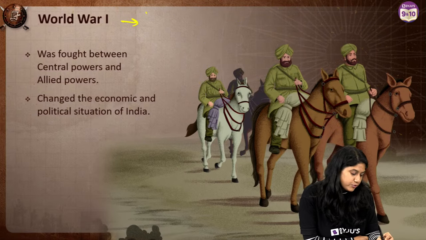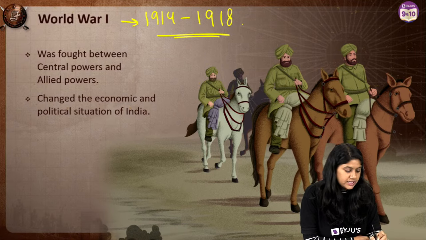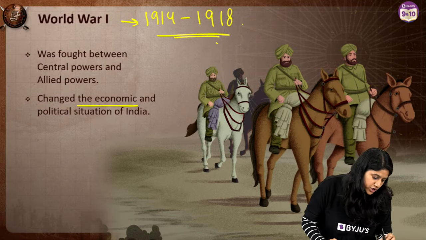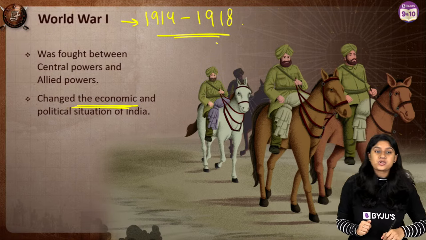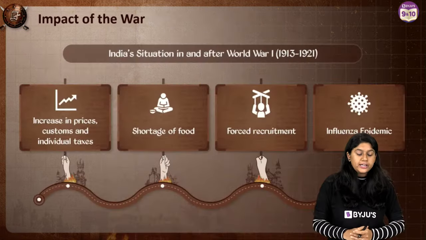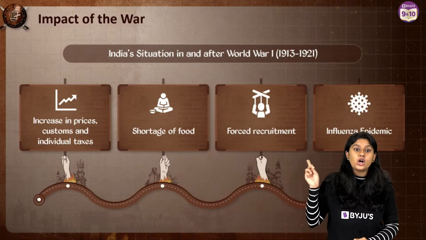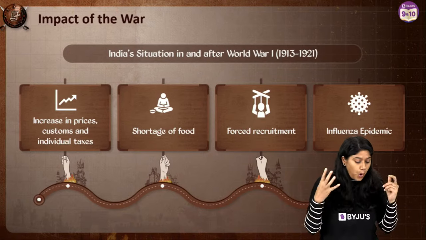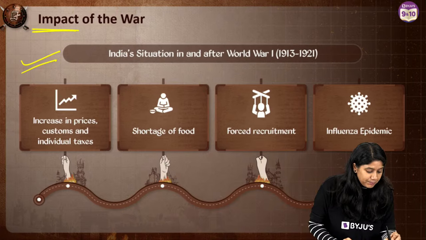So we know that World War First happened in 1914 and went up to 1918. And because of that, it changed the economic and political situation of our country. Very good. Now let's see what the economic changes were. Everyone take a screenshot of this. What was the important reason and how did it impact?